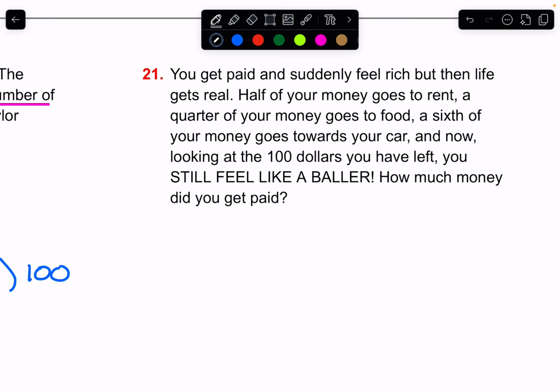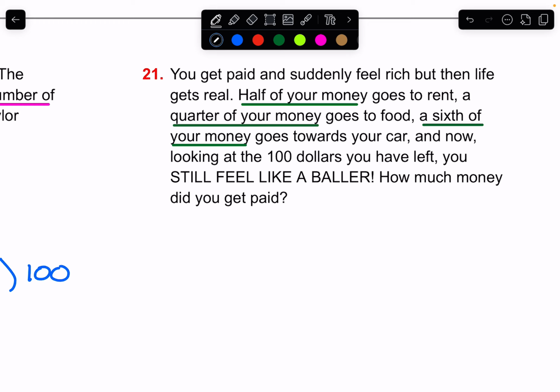So you get paid, suddenly you feel rich, life gets real, and so on. We have that half of our money goes towards rent, a quarter of your money goes towards food, a sixth of your money is disappearing for your car, and you have $100 left.